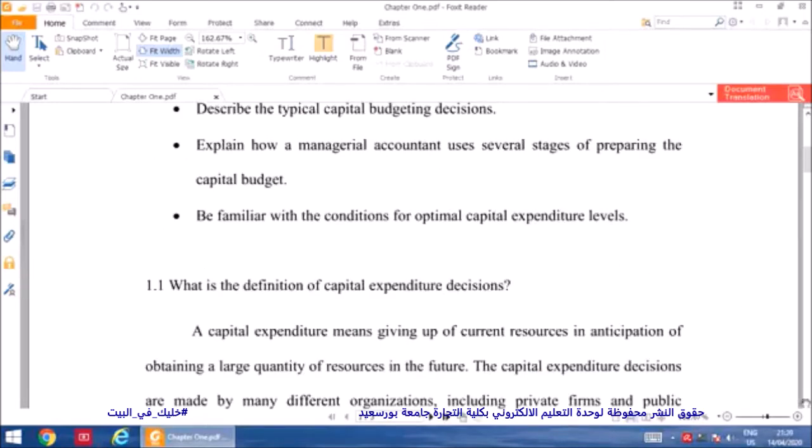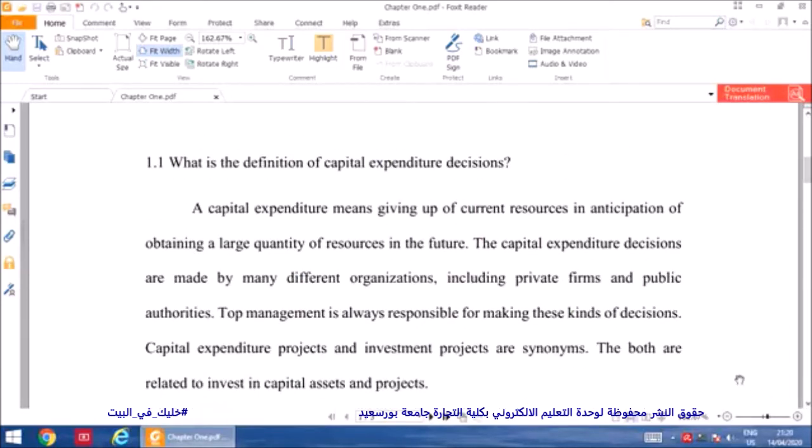The first question here: what is the definition of capital expenditure decisions? A capital expenditure means giving up current resources in anticipation of obtaining a larger quantity of resources in the future.